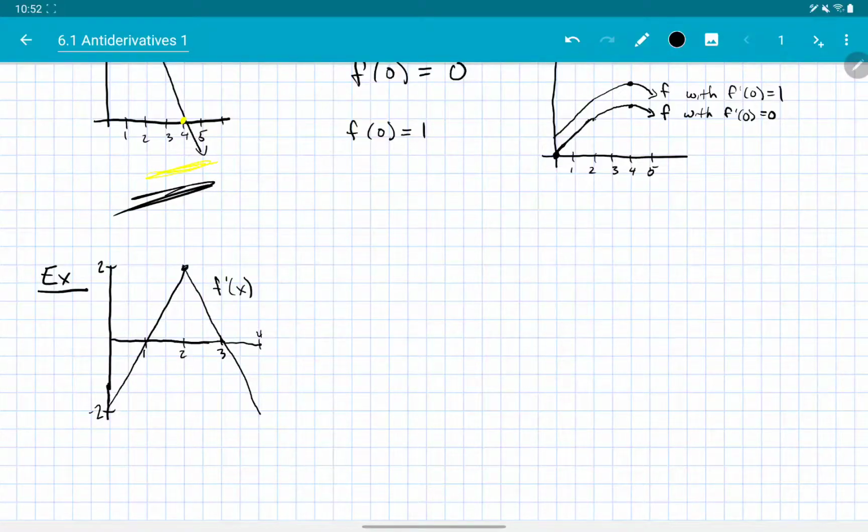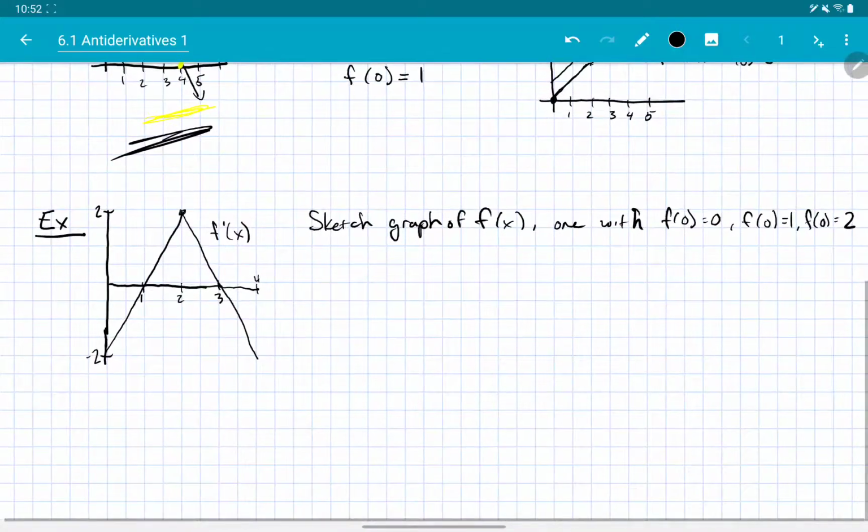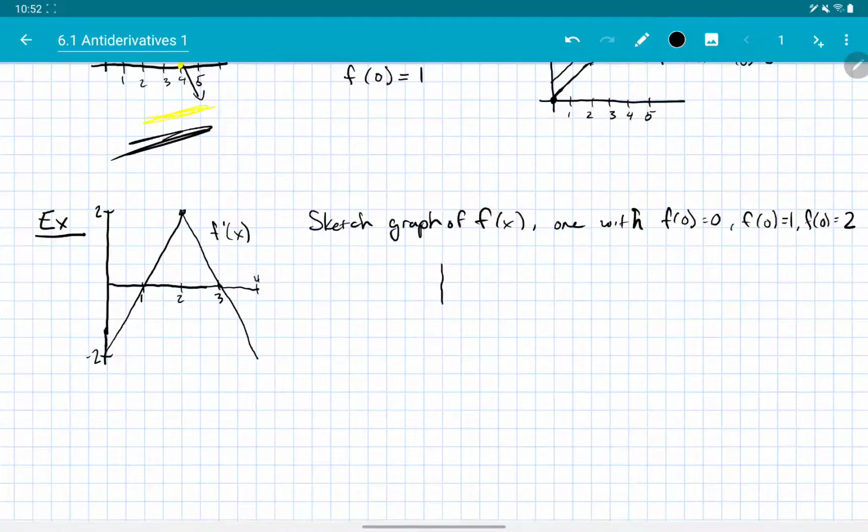We want to sketch a graph of f of x. And we want one with f of 0 equaling 0, one with f of 0 equaling 1, and one with f of 0 equaling 2. Okay, so let's think about what's happening here.